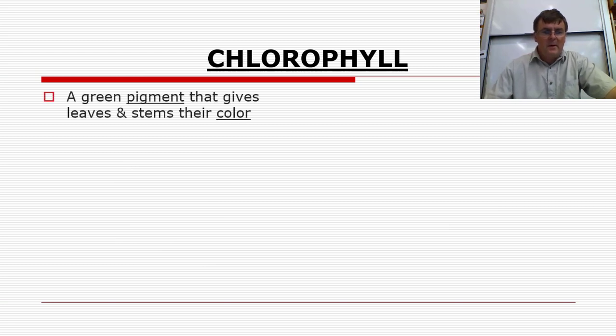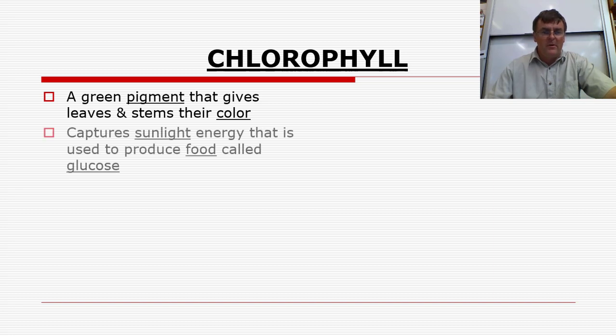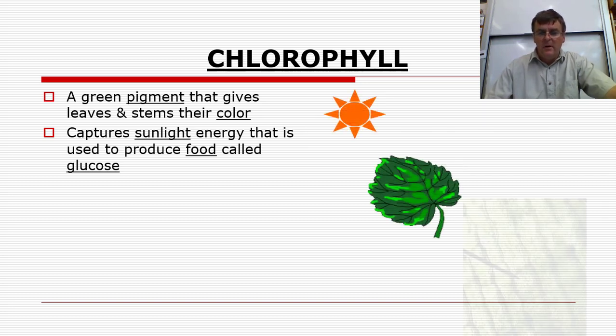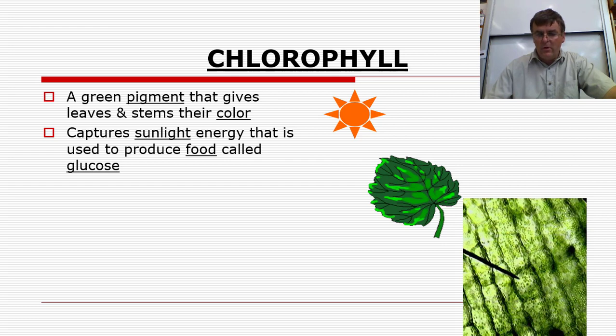Chlorophyll. It's a green pigment that gives leaves and stems the colour that plants have. It reflects green light and absorbs every other colour of light. And it's capturing the sunlight that produces food called glucose. So it captures the sun's energy in the leaf, in the cells, and that pointer you can see is pointing.